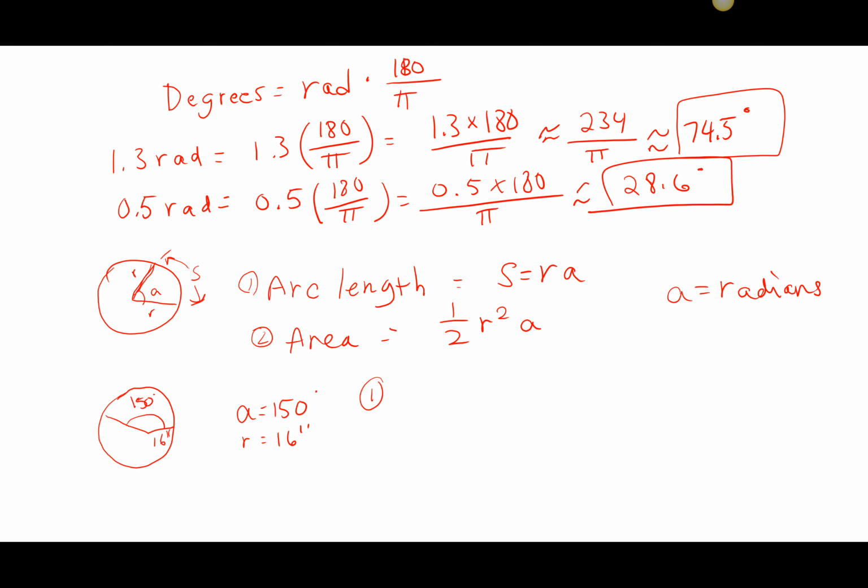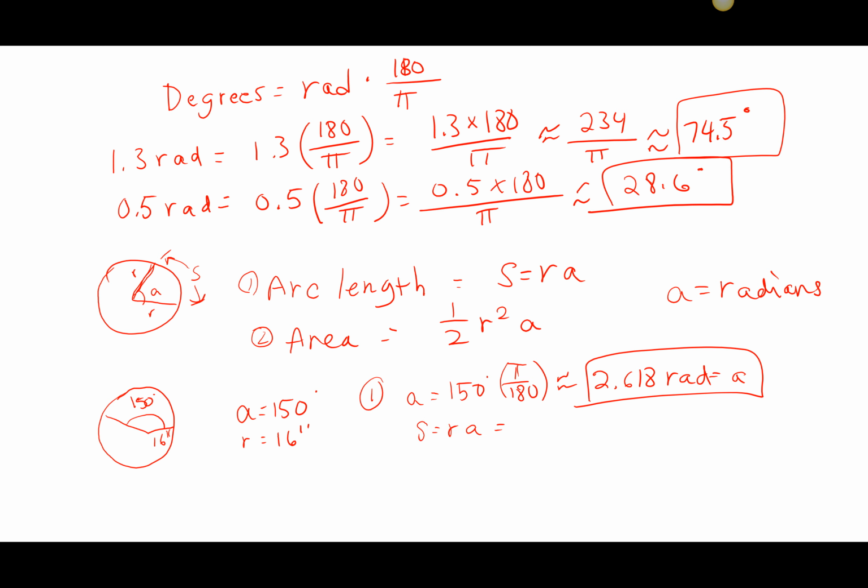For arc length, we have to change A into radians, remember? It's going to be 150 degrees times pi over 180, and that's approximately 2.618 rads. So we got it converted to radians. Now we can find the arc length. S equals RA. The radius is 16 inches times the A in radians, 2.618 rad. And that's approximately 4.19 inches for S.